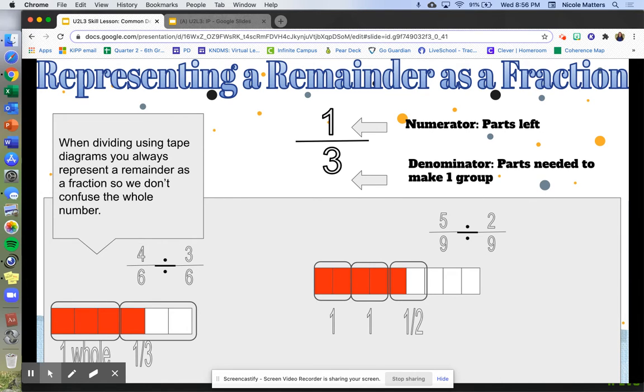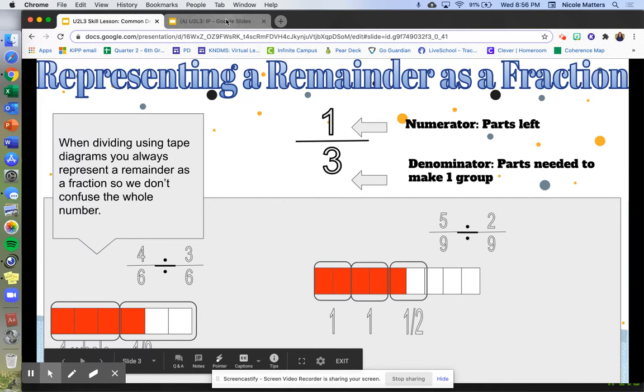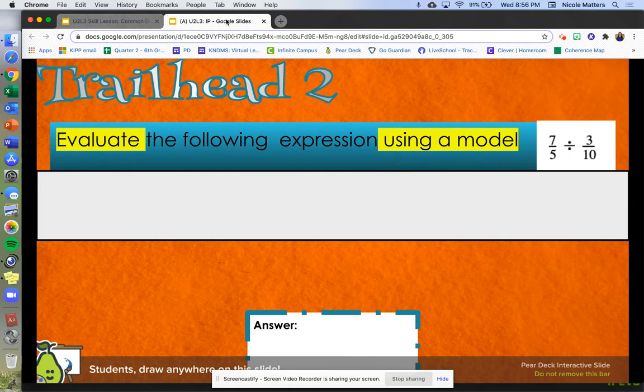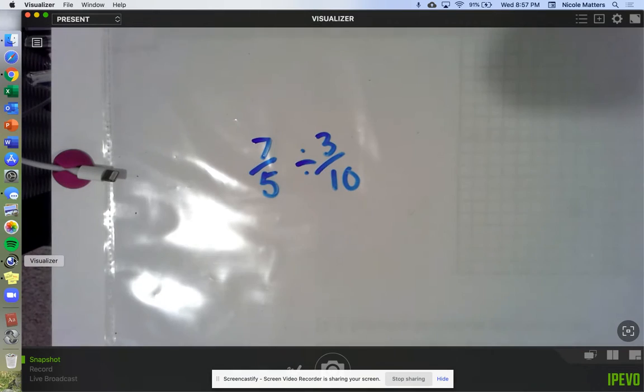Another quick trick you can use is that the denominator of your remainder is the numerator of your divisor in your original problem. Let's take a look at one of the homework problems to review. Okay, evaluate the following expression using a model. 7/5 divided by 3/10. All right, let's check out my whiteboard.